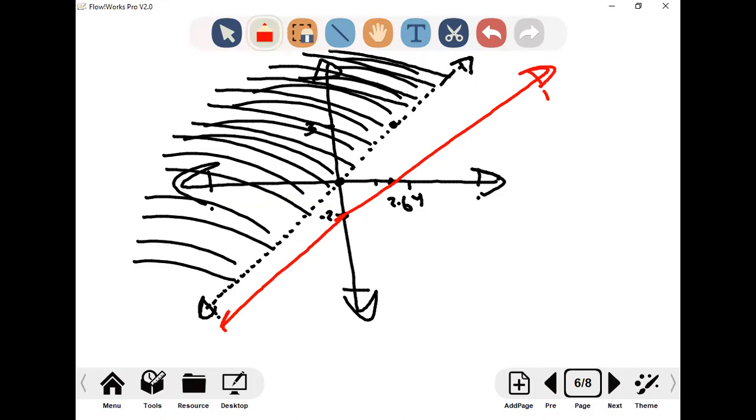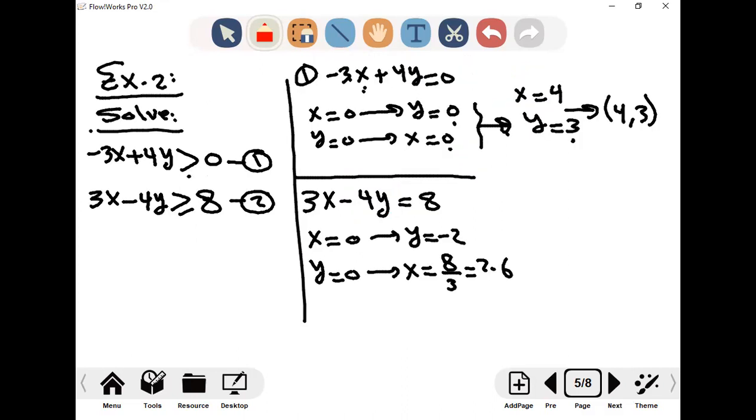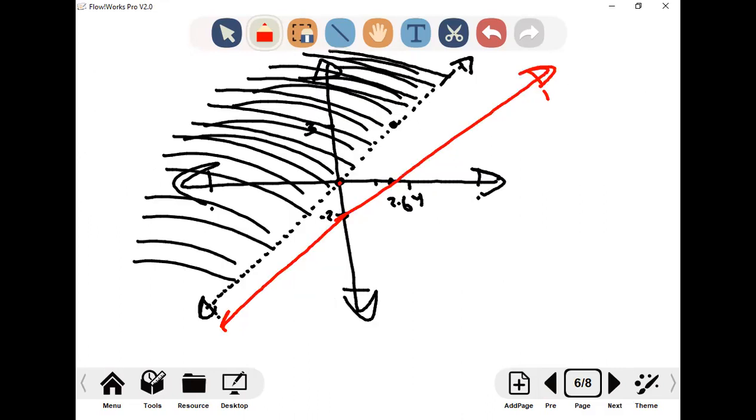Okay. Now, can I guess 0, 0 for this line? Can I test 0, 0? Yes, I can. The line is not passing through 0, 0. Let's test 0, 0. If 0, 0 makes this inequality correct, then the upper one will be the area. If not, then the lower one will be the area, right? Put in place of x 0 and in place of y 0. 0 minus 0, 0. Is 0 more than 8? No. So the area will be the lower one, right?